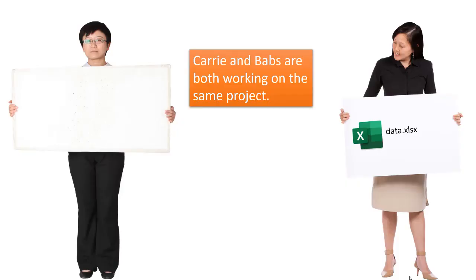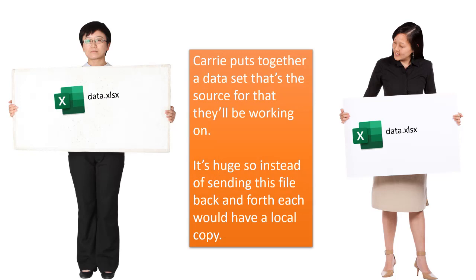Let's get into our use case, or our example. Let's say we have Carrie over here on the right, and she's working with Babs. They're working on the same project, and they are working on a data file that's supposed to be a very huge file. Carrie is the power user, and she puts together a data set. It's a large file, so it doesn't make sense to send it back and forth between each other. So this is a static file.